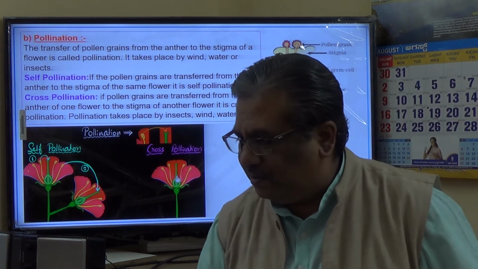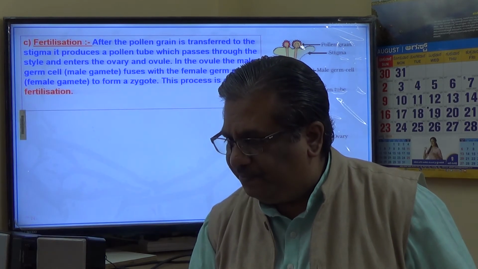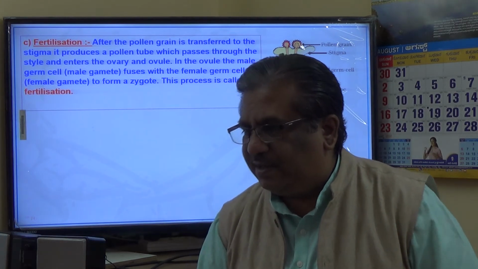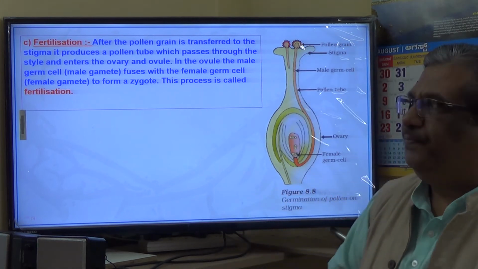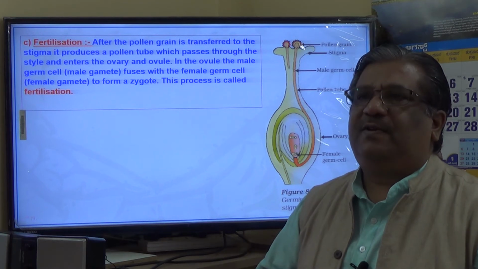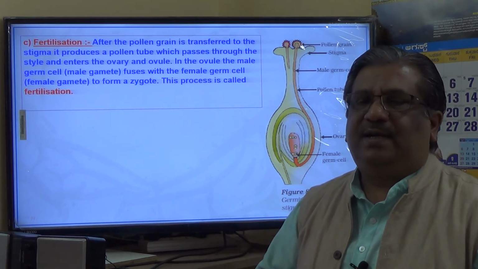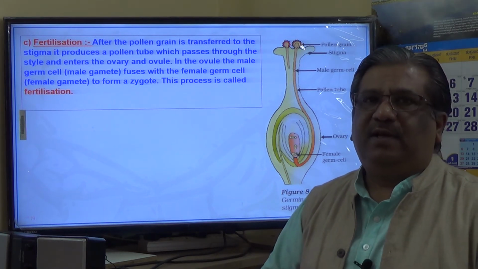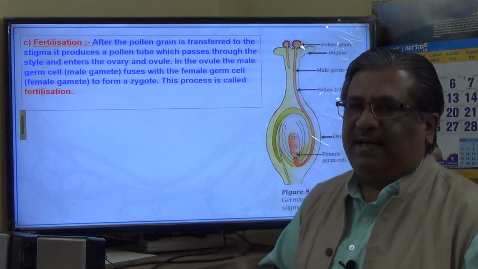Now let's go to the next part here. Fertilization. The third part is fertilization. How did we define fertilization? The fusion of male and female gametes to form the zygote is called fertilization.